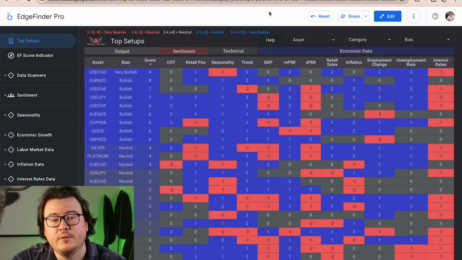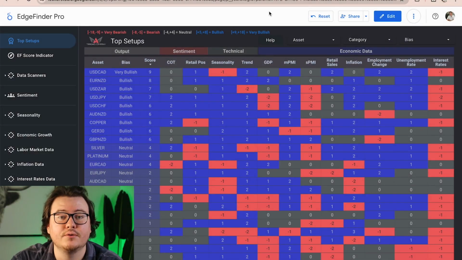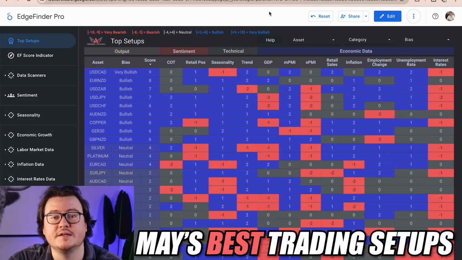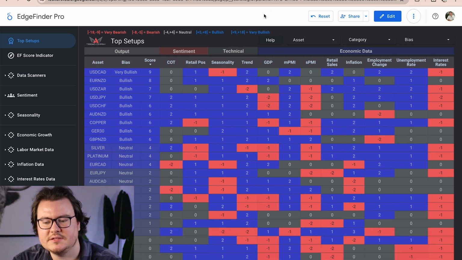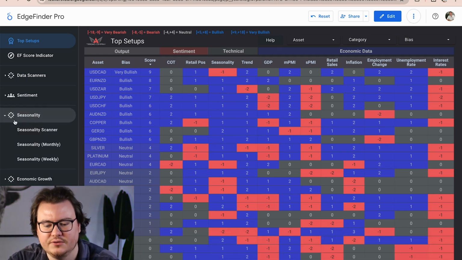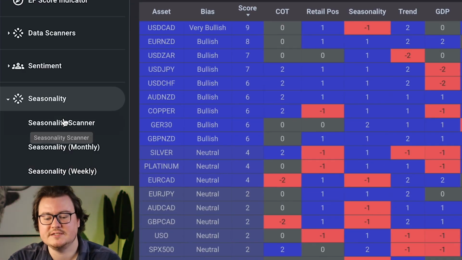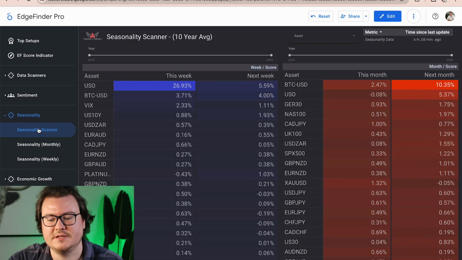How's it going, everybody? We are here at the very end of April. Tomorrow is May, so what better time to check out some of May's best trading setups? And to do that, I want to look at something really specific, something that we talk about here in the Edge Finder a lot. It's got its own little section here, and it's actually seasonality.